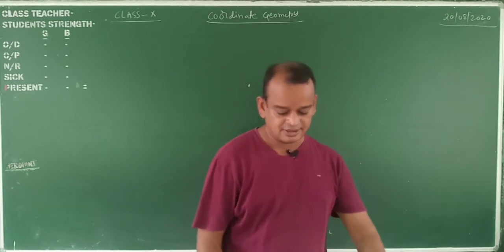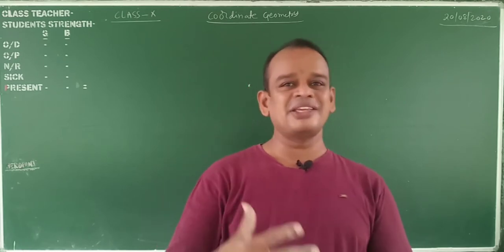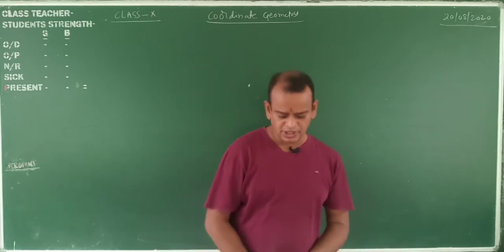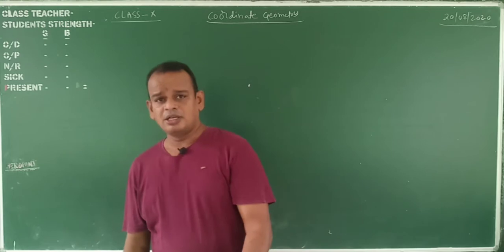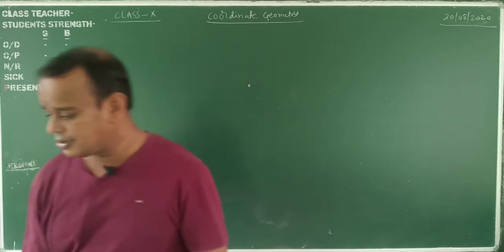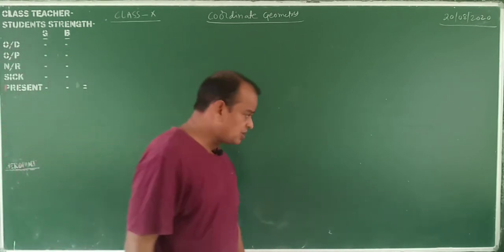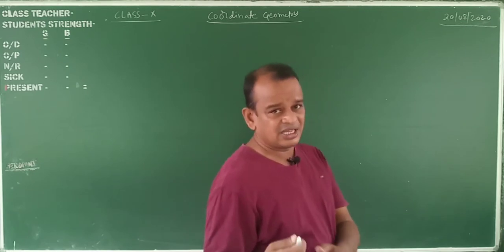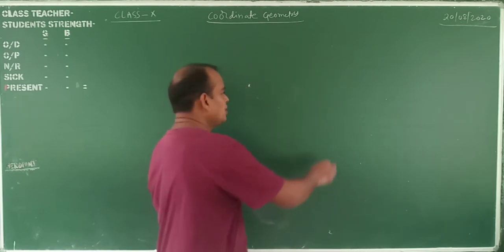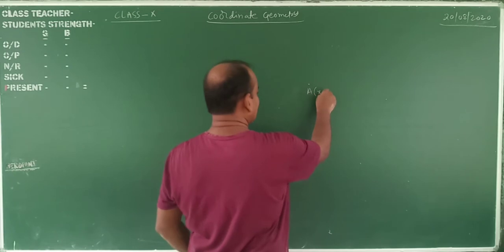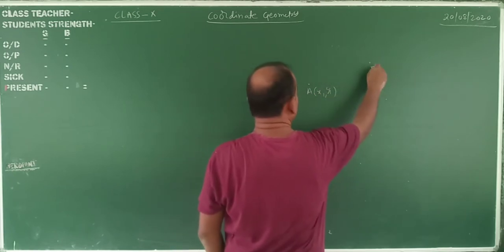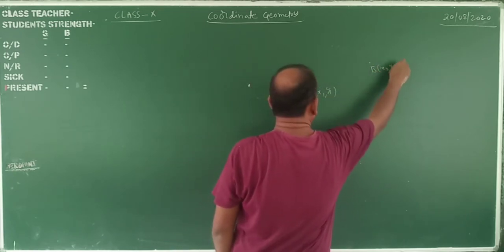Before class, we have discussed the basics of coordinate geometry. Basics of coordinate geometry means the distance between the 2 points. Already explained that one, already I gave the proof. First, suppose A (x1, y1) and B (x2, y2) are the 2 points. Now we can find the distance from A to B.